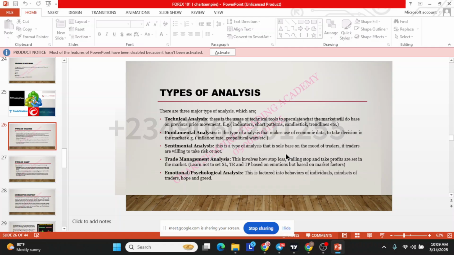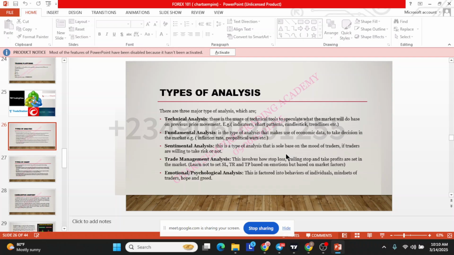There are some data that will come out and strengthen a particular country's currency, and there are some that are going to weaken the country's currency. So these are under fundamental analysis. And one particular economic data that we care so much about is the inflation rate.